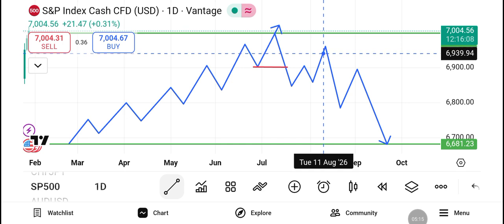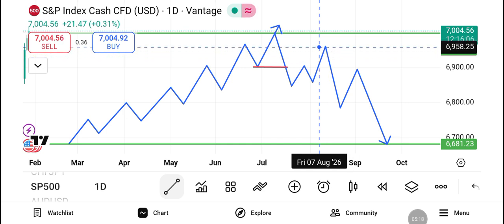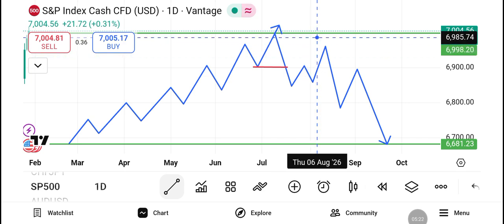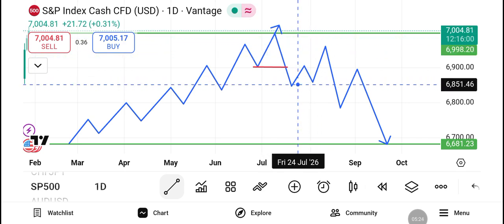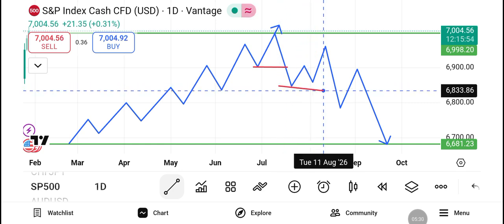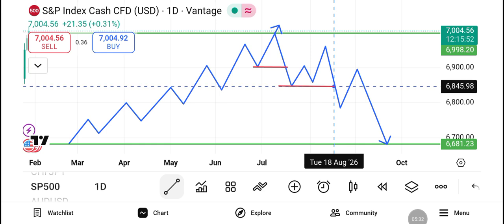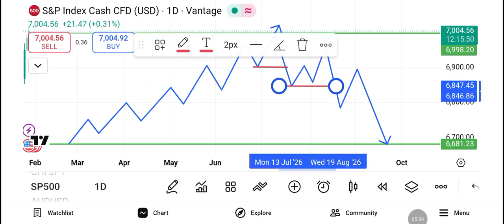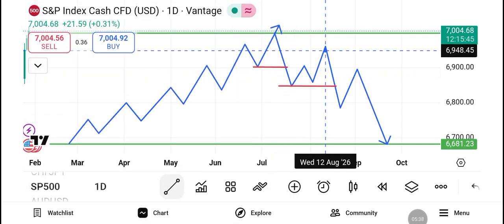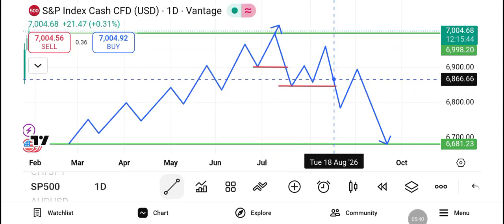When I take my confirmation here, when I take my trade here, I put my stop loss above. You understand? I'll put my stop loss above, and my first TP will be something here. This will be my first TP.